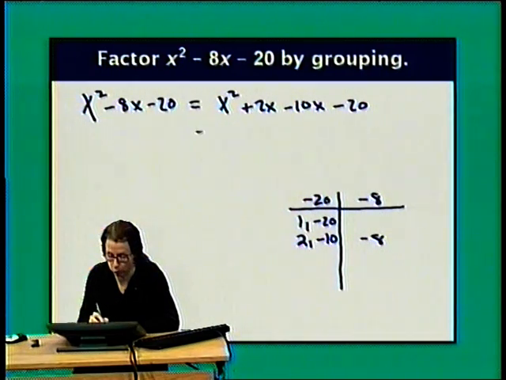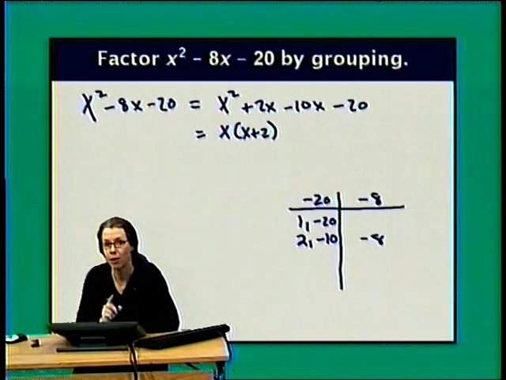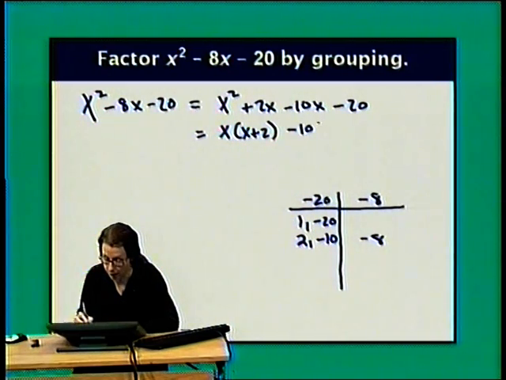Now I'll factor by grouping. Pulling out a factor of x from the first two terms leaves behind x plus 2. Now I'm going to pull out a factor of negative 10 from the third and the fourth term, and that leaves behind an x plus 2.